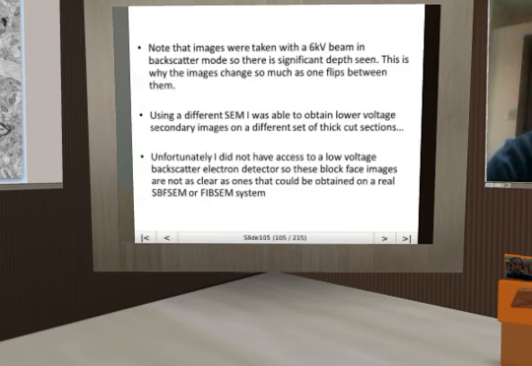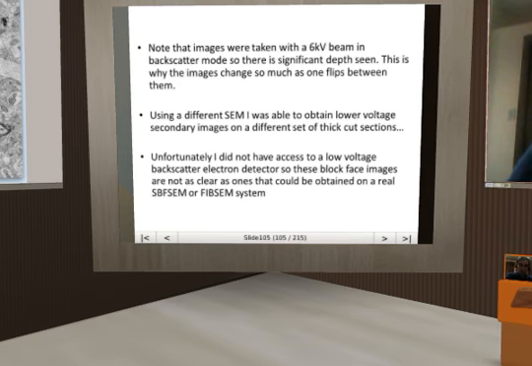So you might note that these images were taken with a 6 kilovolt beam in backscatter mode. What that means is that there is significant depth seen. The electron beam was high enough energy so that it would see up to a micron down in the block face on either side. And this is why the images change so much as one flips between them. Unfortunately, I had to use such a high voltage for these tests because of the particular tester I was using.